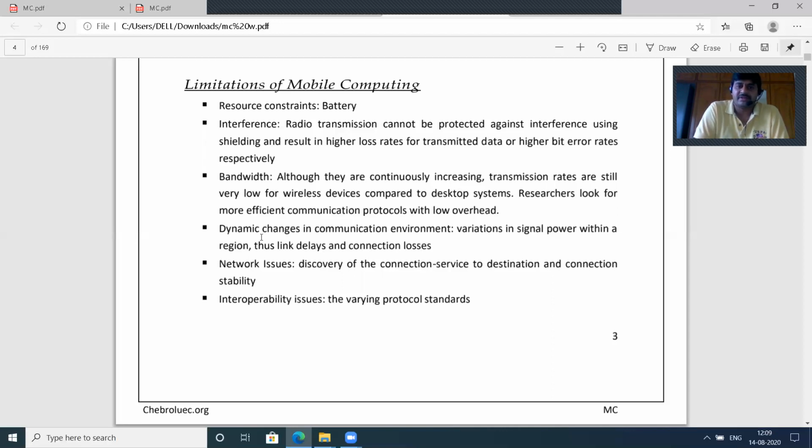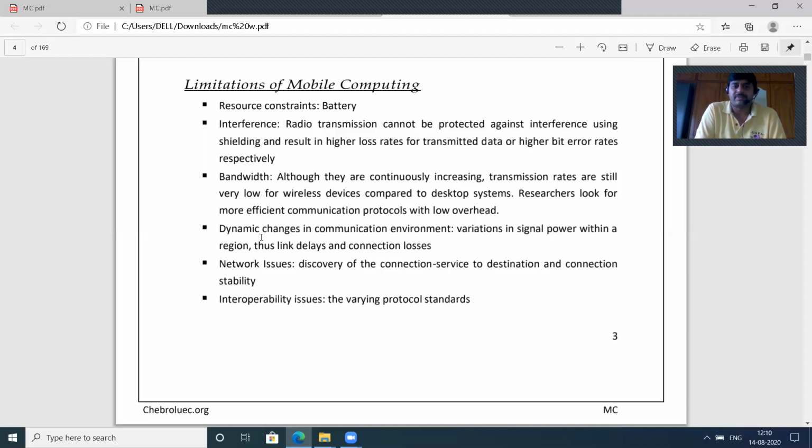Next, bandwidth. This is an important one. Wired networks have higher transmission rates. Wireless networks, even though they are improving day by day, have lower transmission rates. Mobile computers have lower transmission rates when compared to desktop systems. Even now, researchers are looking for the most efficient protocols to overcome this bandwidth problem.